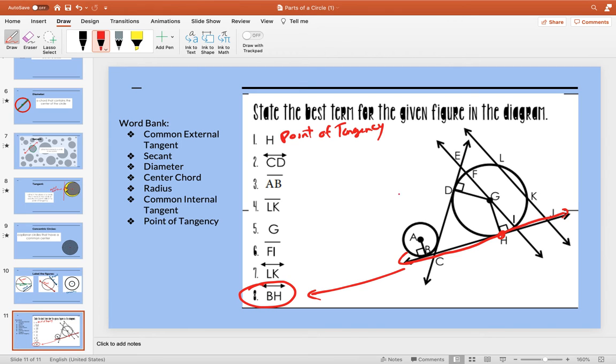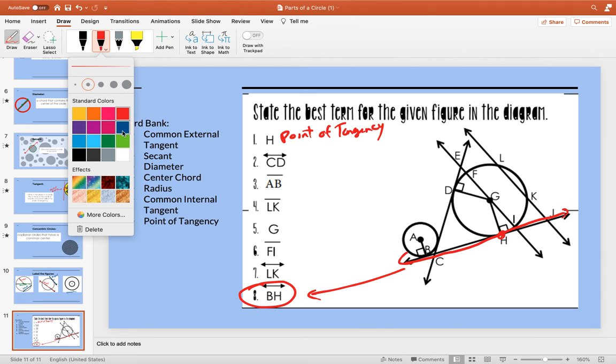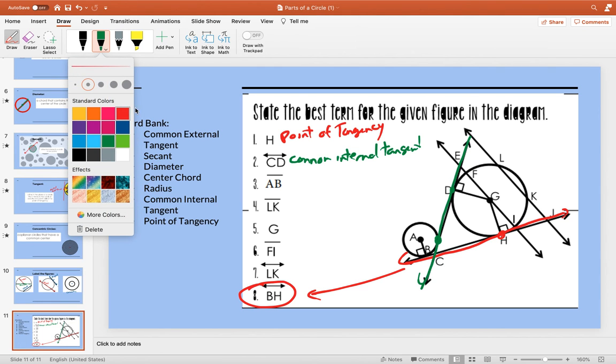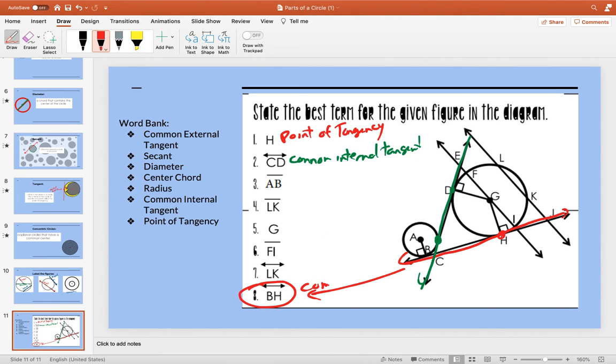CD, oh wow, what's going on with CD? Oh, I believe that is a common internal tangent, right? Because it's the same idea, it's tangent to both circles. In other words, it intersects at 1 point, right? So I'll call this a common internal tangent, while BH, we call that a common external tangent.